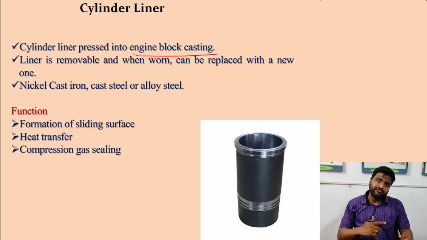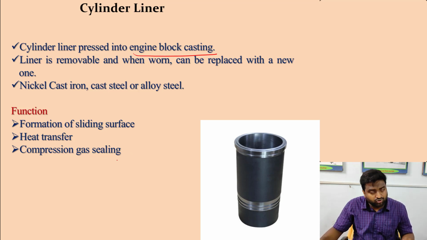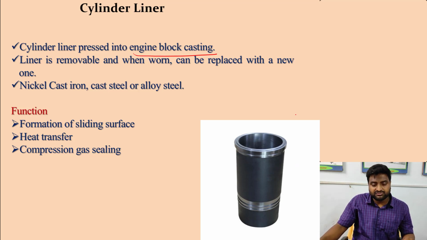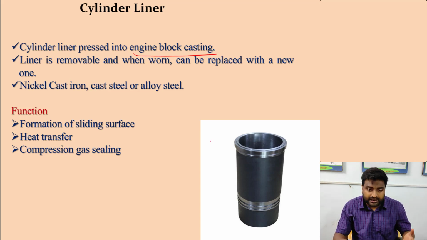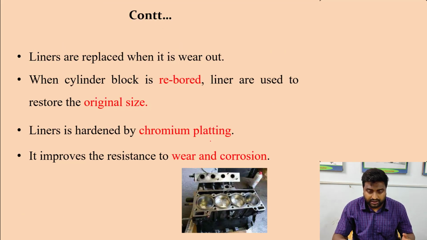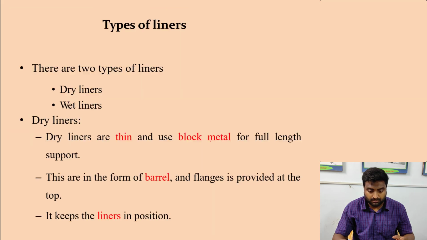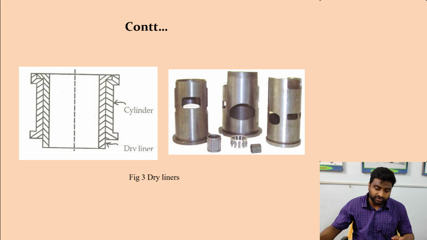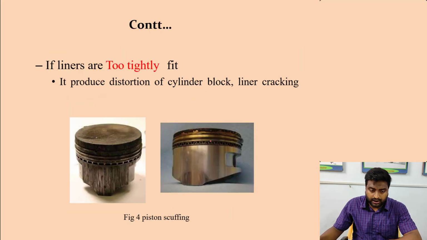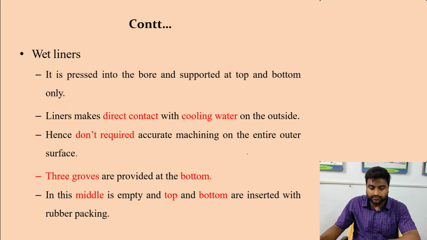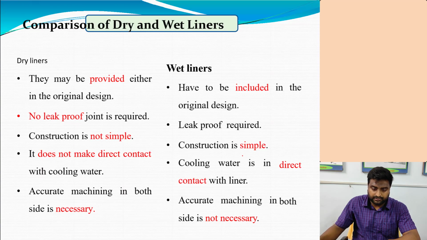Again, this cylinder liner can be of dry liner or wet liner. Okay, dry liner means what? No water is involved in it. Only an external coating kind of thing is given. So that is your cylinder dry liner. And then the wet liner. You can see over here the dry liner, and now I will tell you about the wet liner.